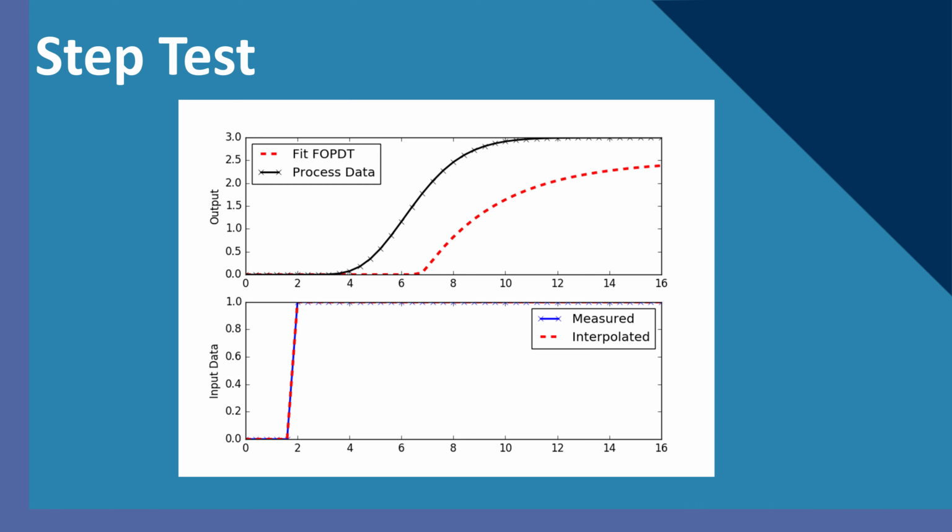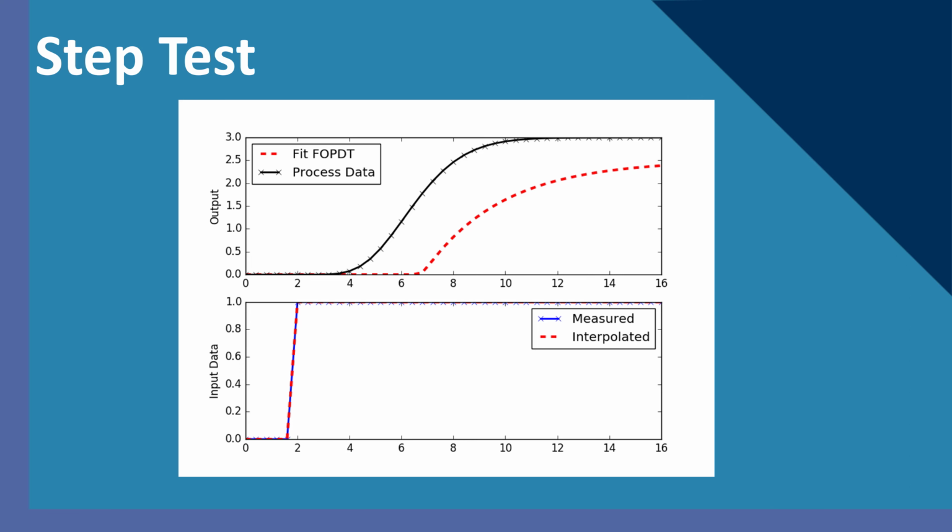Let's now discuss what a step test is. On the bottom graph, we can see a jump from 0 to 1 right before 2 seconds. And we see the resulting change in those two lines on the top graph. This is what we normally call a step test, where a step in the input changes the output.